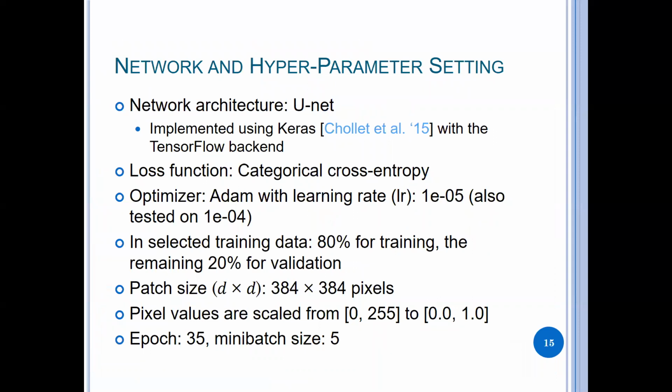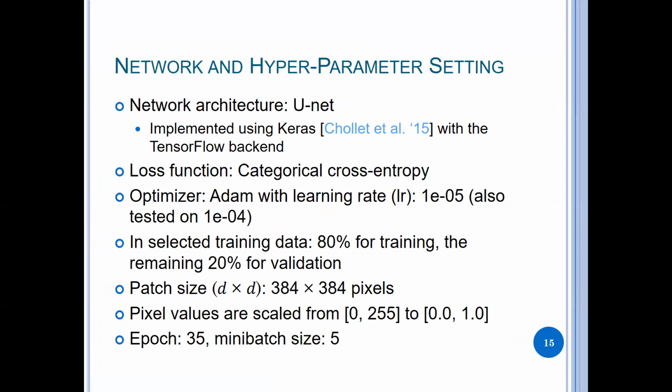Here is our hyperparameter setting. We consider the popular UNet as a network architecture, which was implemented using Keras with TensorFlow backend. The loss function was categorical cross entropy. The optimizer was Adam with learning rate 1e-5.